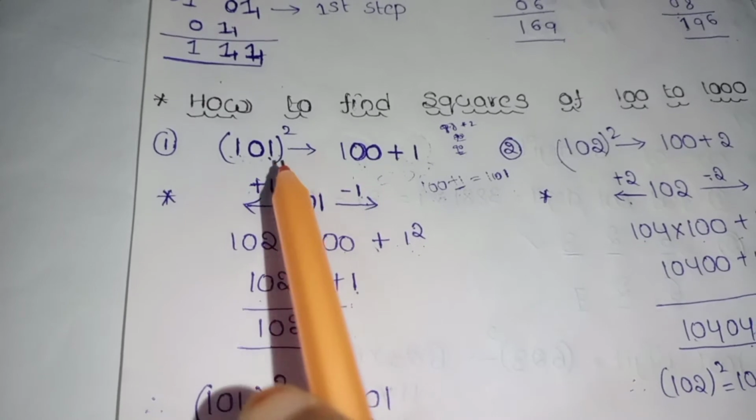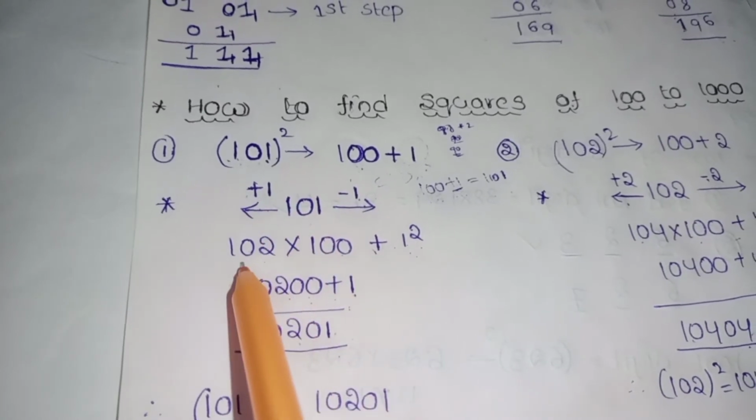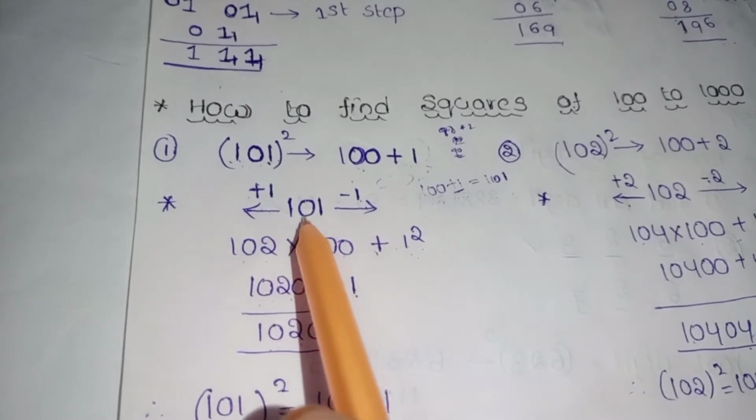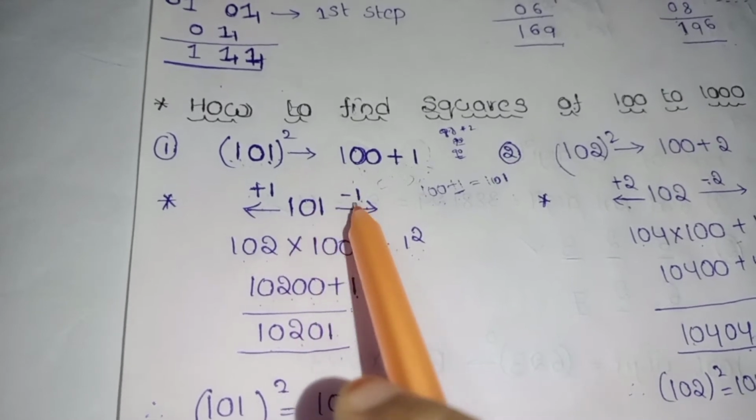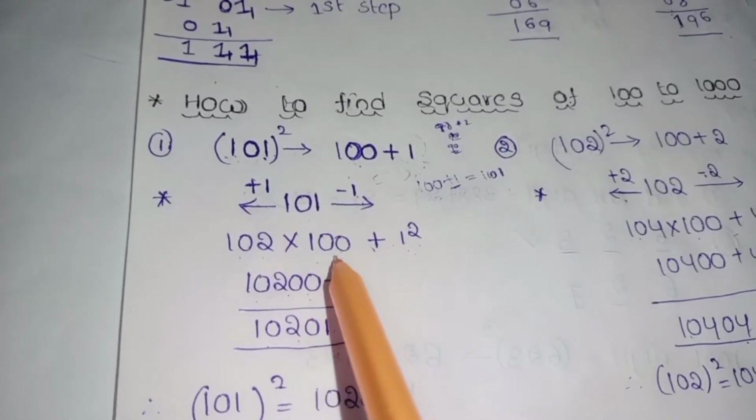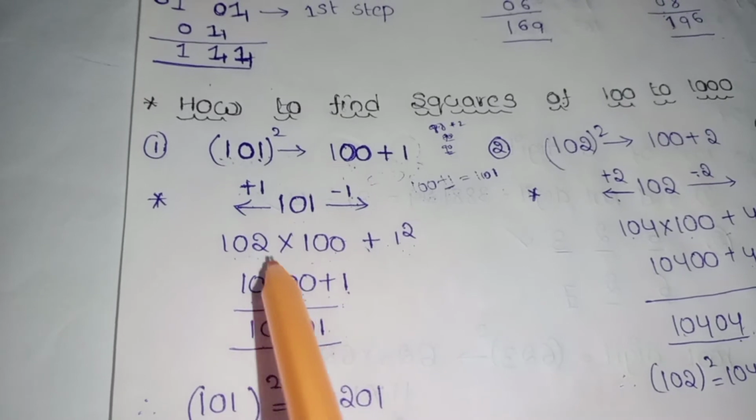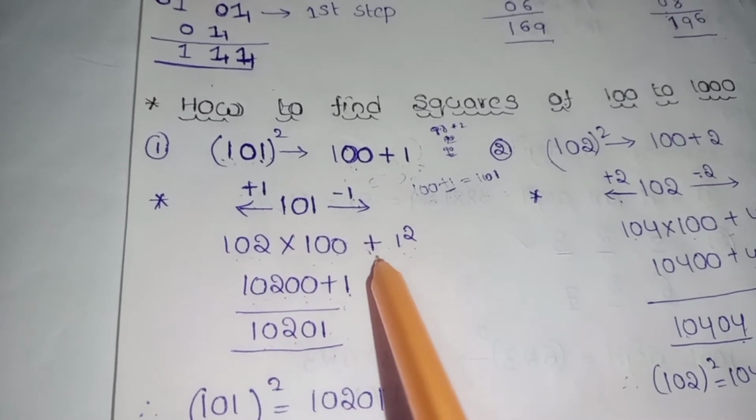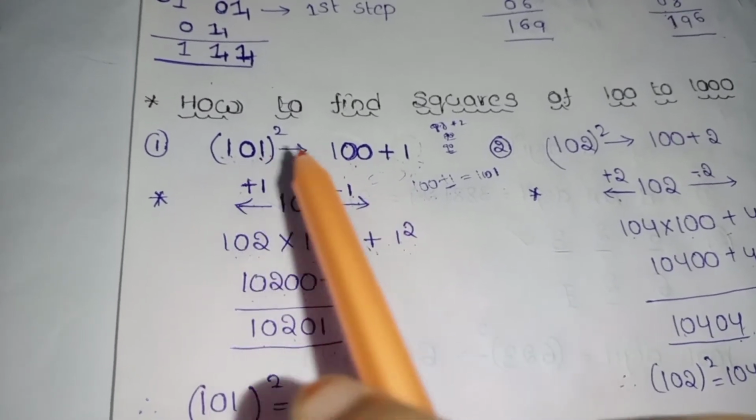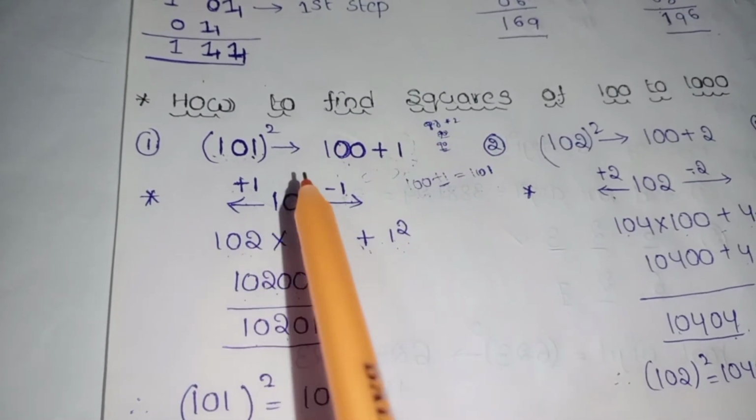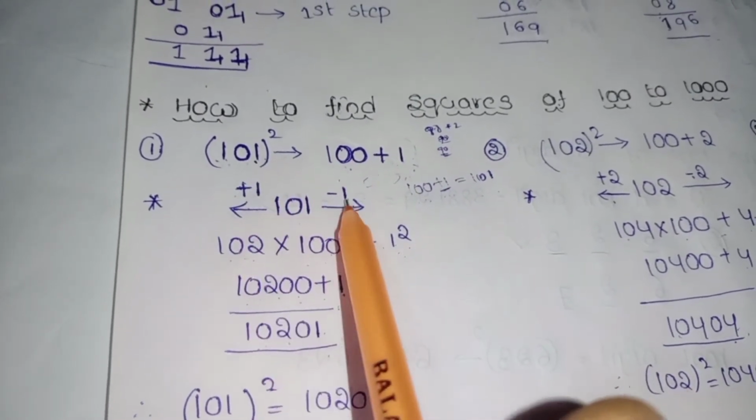The 1 must be added to and subtracted from 101. If I add 1 to 101, I get 102. If I subtract 1 from 101, I have 100. First you have to multiply these two. And next we have to square the number. Which number do you have to square? The number I am adding and subtracting, 1.